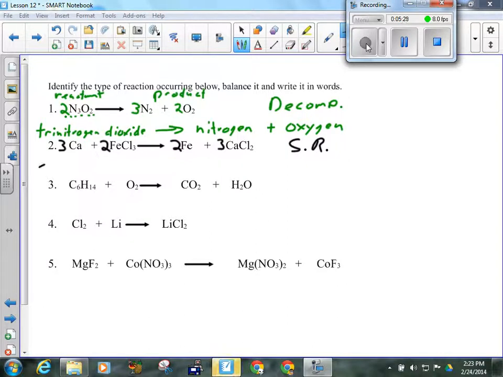Okay, writing that out in words. We have calcium plus iron. And is this iron 3 or iron 2? Because it's multivalent, it's got more than one possible charge, so it needs a Roman numeral. Judging from this, I would say it's probably 3, iron 3. Every chlorine is -1, and there's 3 of them, so that's 3 negatives. This has to be iron 3 chloride, which gives us iron and calcium chloride.